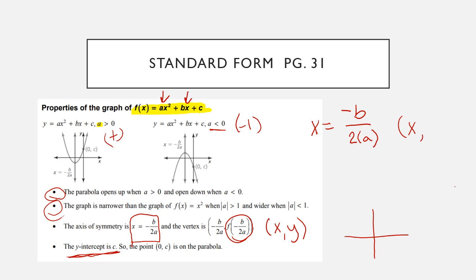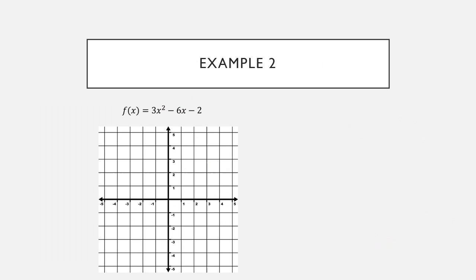I'm sorry, where it crosses the y-axis. So we'll plug in x equals 0, and then wherever that happens is just where it might cross that graph. So something like that. Pretty easy. We're going to do an example on the next page.